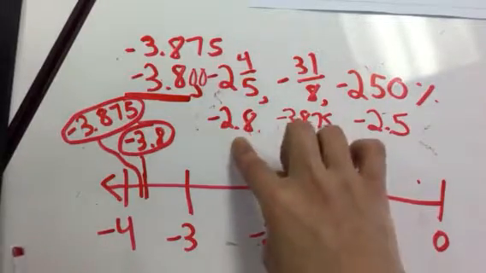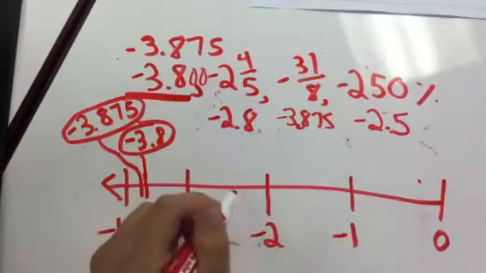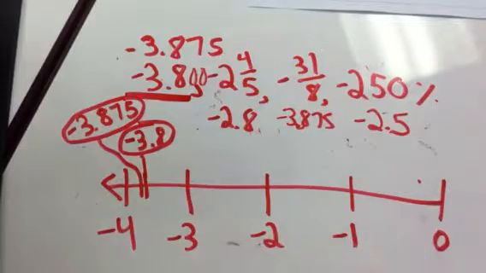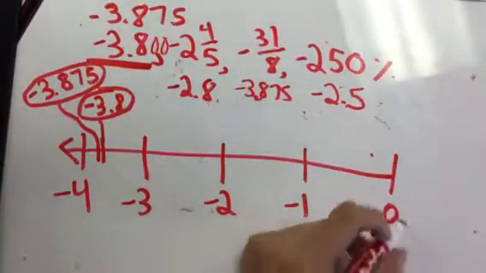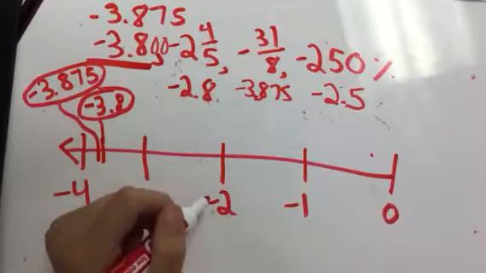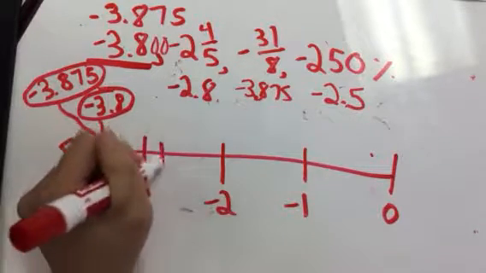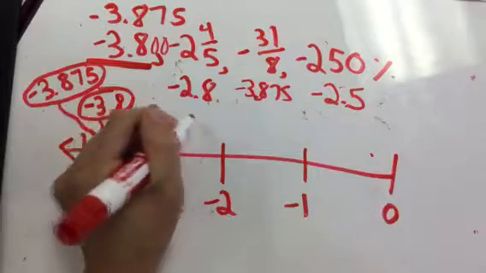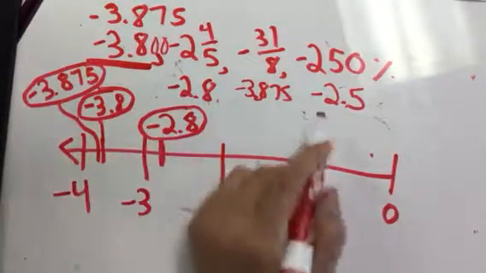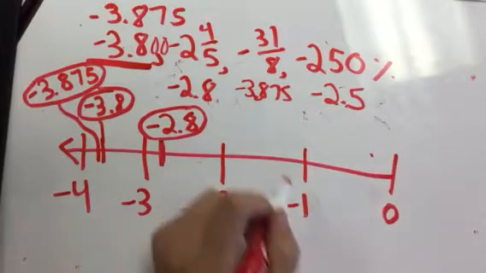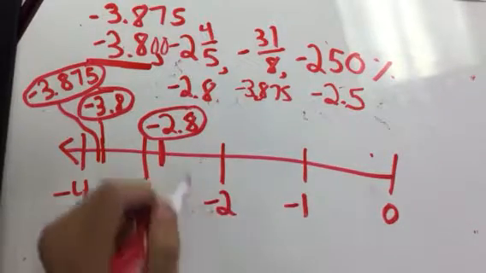Next, I'm going to try to look at -2 and 8/10. A good way to think about it is to go from 0. I have to go -2 and 8/10. So I have -1, -2, and -2 and 8/10. So right around here looks good. And then similarly with -2.5: -1, -2, -0.5.